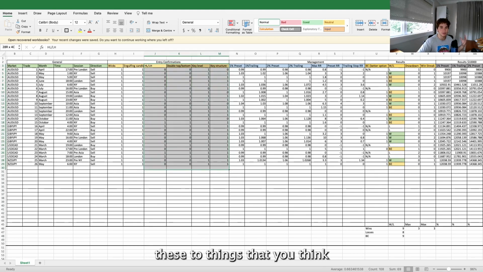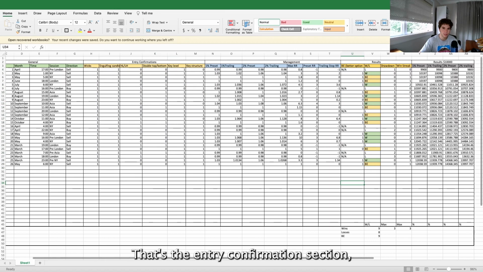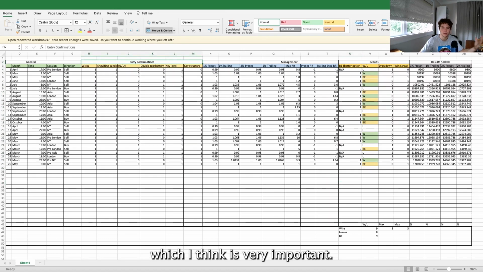Obviously, you can adapt this to things that you think might make your strategy better and you're not sure about. This is the way to check. Once you're done, see whether there's a correlation: if I enter on double bottoms and double tops, is that better for my win rate? That's the entry confirmation section, which I think is very important.